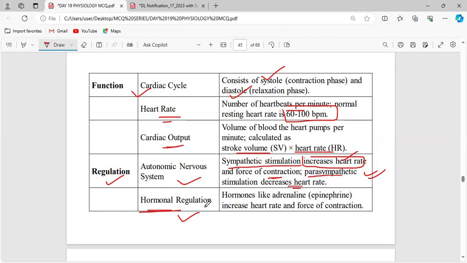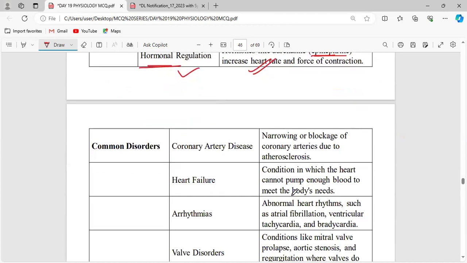Okay, and which hormone plays a crucial role in regulating the heart rate, particularly adrenaline? That will be an emergency hormone, and that is epinephrine. This increases the heart rate. If we are suddenly scared of something or afraid of something, we feel that our heartbeat tends to rise. So adrenaline plays an important role in regulating the heartbeat.